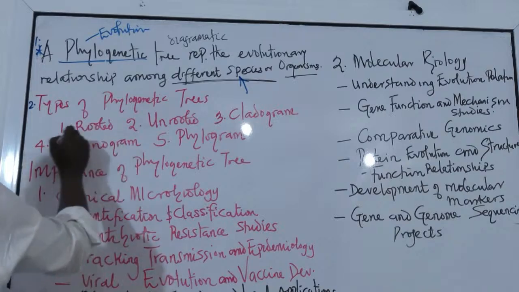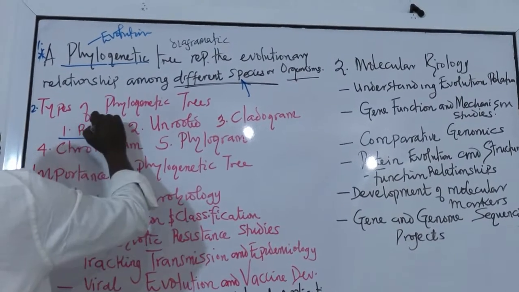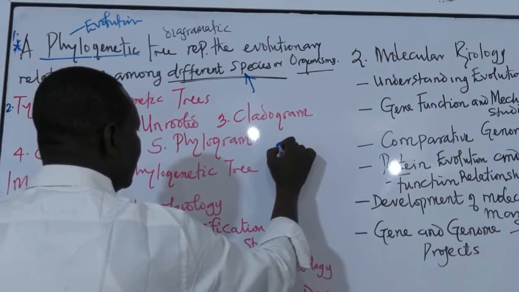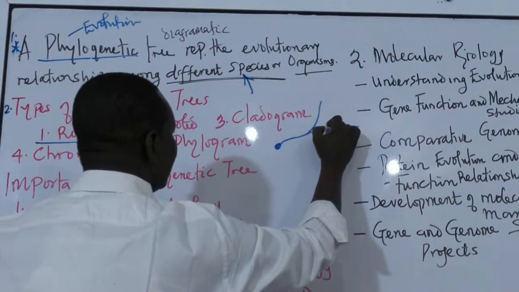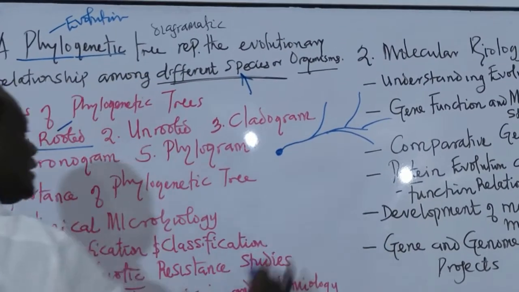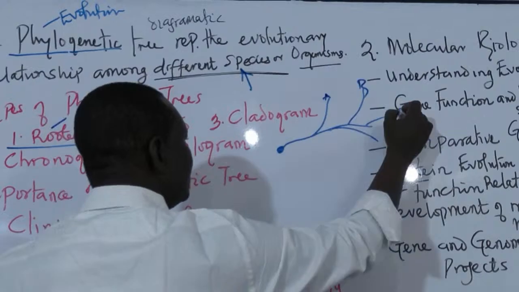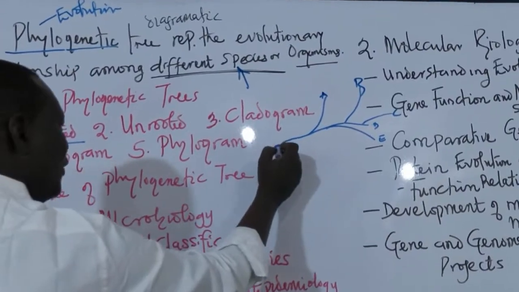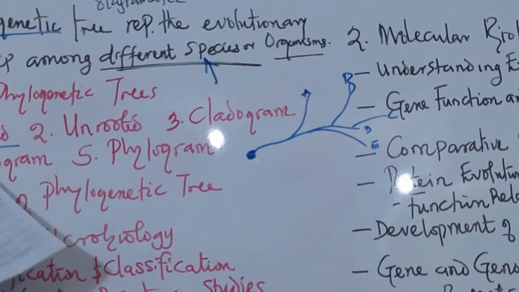The first type is what is called a rooted phylogenetic tree. Just from the name, rooted means that it has a common ancestor. For example, if you draw a phylogenetic tree that looks like this, irrespective of whether this is A, B, C, D, E, irrespective of the number of branches, you will discover that all of them must come from the same ancestor. That is why it is called rooted.